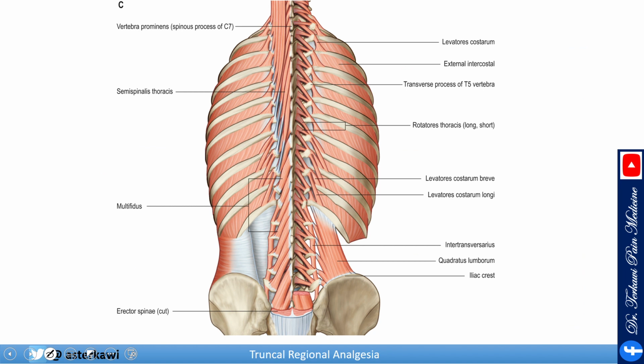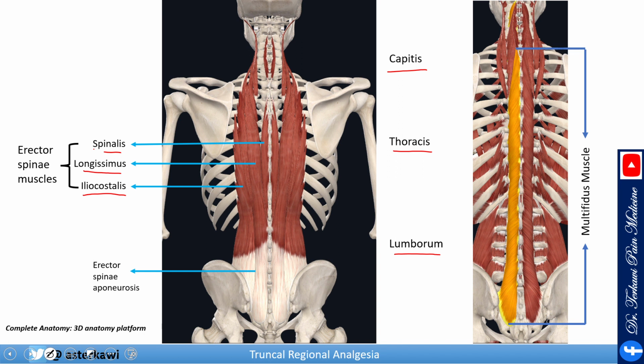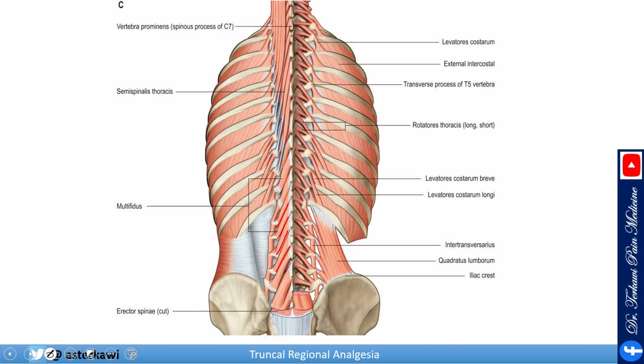Now, this is another picture, the same thing. The reason why I added this is because I want to show you the fibers of the multifidus muscle. Here it's not very clear, but it's important when you look at it under ultrasound. And this is a big picture. We'll go over all these muscles again and again.